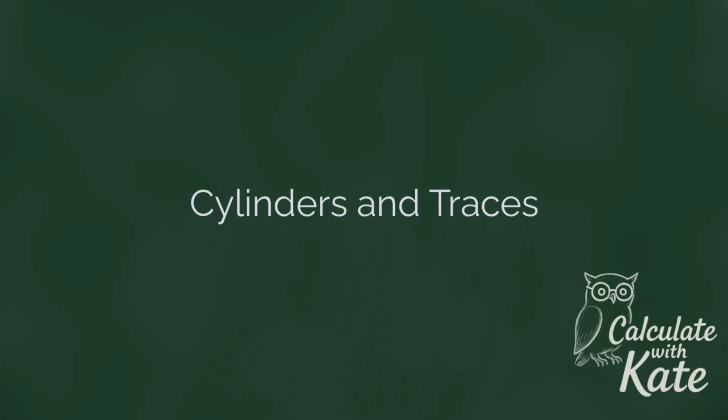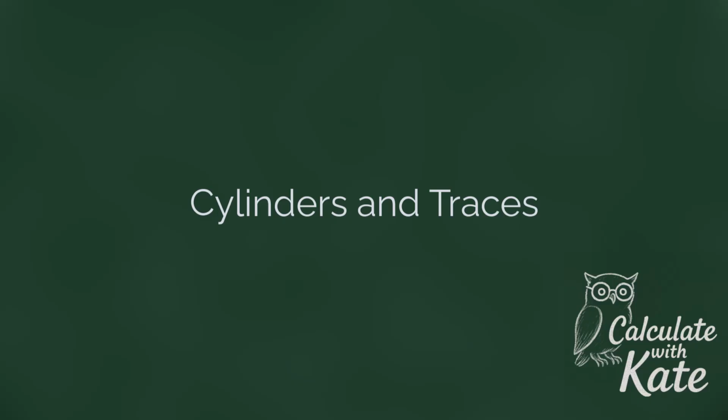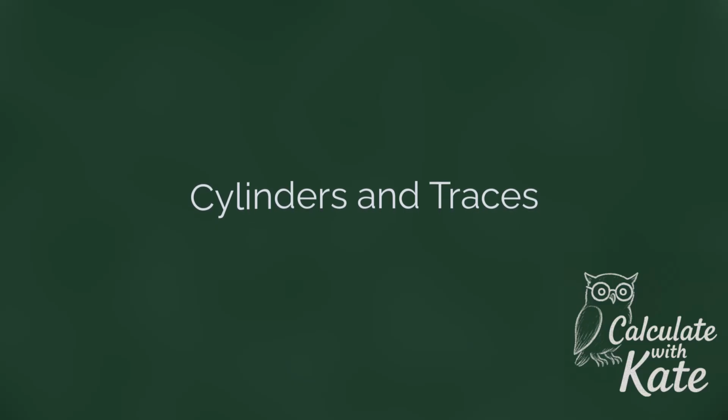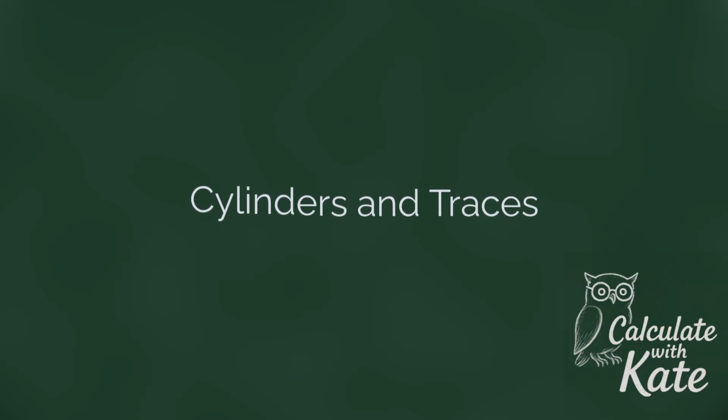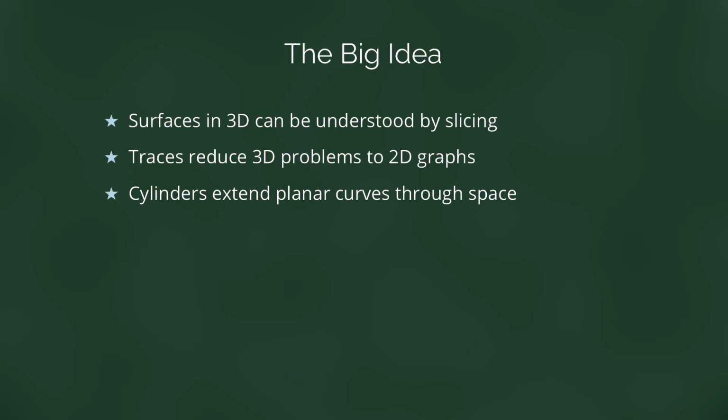Now that we have explored lines and planes in space, we're going to start taking a look at surfaces in space. And we'll do that by first looking at something called cylinders and traces in 3D. In order to understand the structure of surfaces in three-dimensional space, we're going to look at them through slicing. In other words, we're going to cut them in ways that allow us to look at them in two-dimensional space. We'll look at something called a trace, which is going to reduce a 3D surface to a 2D graph.